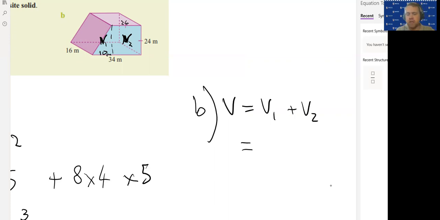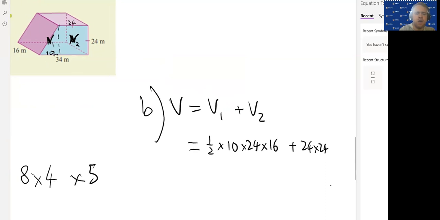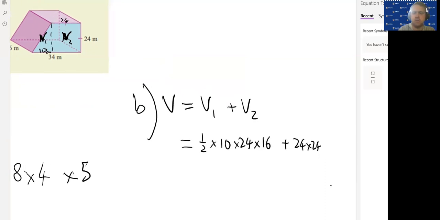And volume 1 is a triangle. So I need to do the area times the height. So the area of the triangle is half times the base, which is 10, times the height of the triangle, which is 24. And then the depth, or the height of the prism, is 16. Okay, for volume 2, we have a square, so the area is 24 times 24, and then the depth or the height of the prism is also 16.